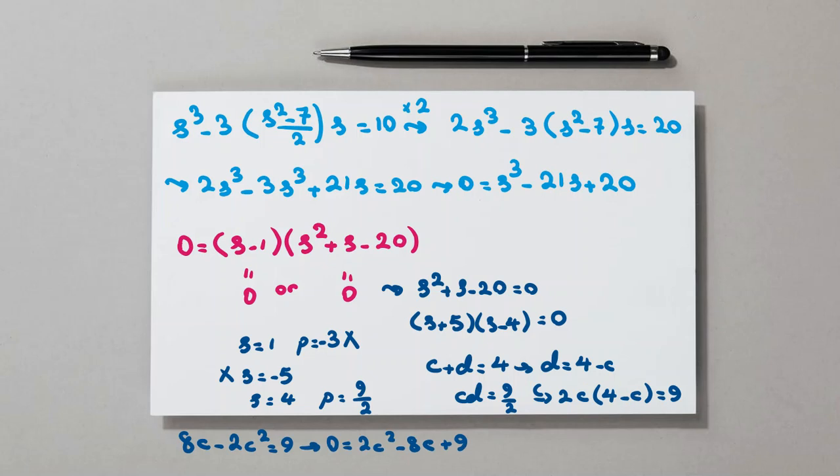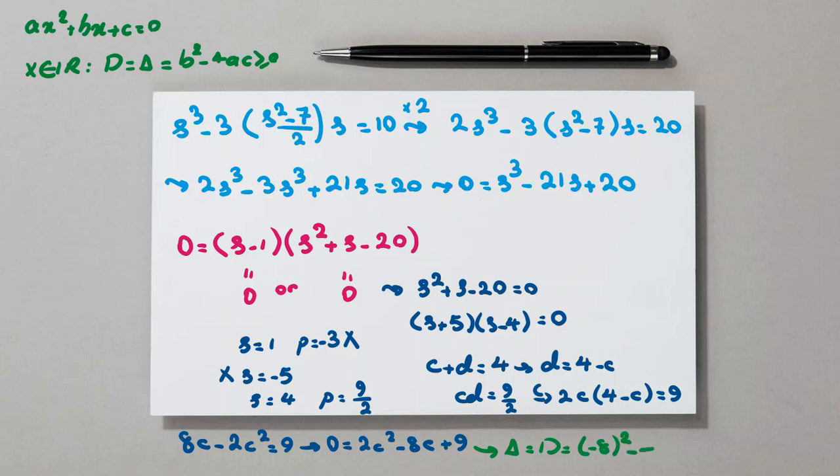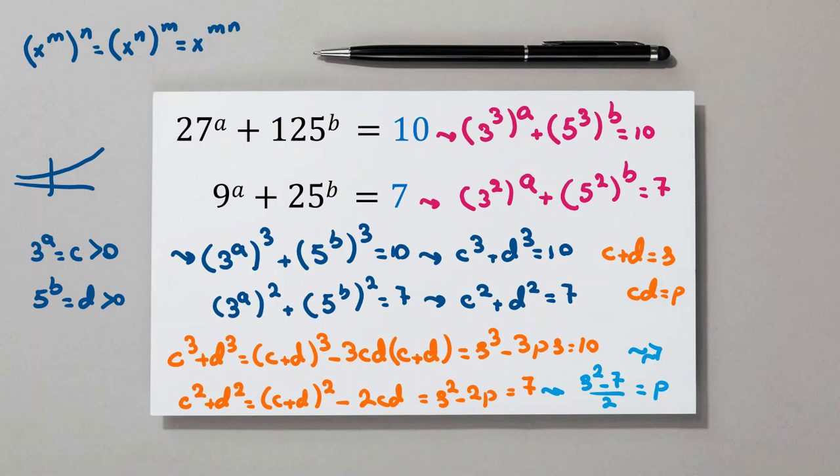And we know by the quadratic formula, if we have ax squared plus bx plus c equals 0, and if x is a real number, then the discriminant or delta, which is b squared minus 4ac, should be at least 0. If we apply that, delta will be (negative 8) squared minus 4 times 2 times 9. Negative 8 squared is 64, minus 4 times 2, 8, 8 times 9, 72. It's negative 8, and it's less than 0. So it's a contradiction here. So we don't have any real answer for c and d, and also we can say for a and b. Okay, we solved this problem.